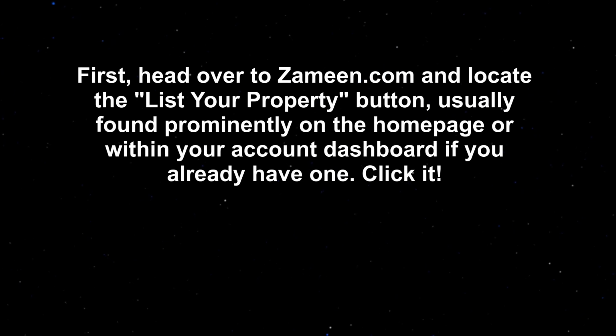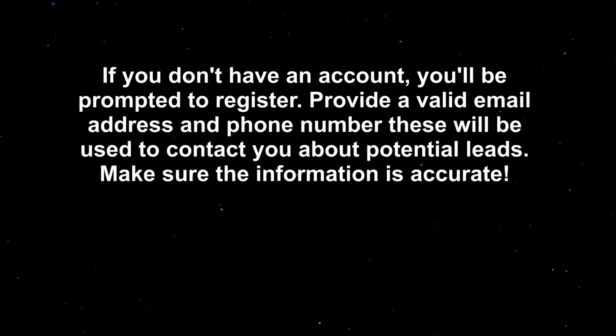First, head over to zameyen.com and locate the List Your Property button, usually found prominently on the homepage or within your account dashboard if you already have one. Click it. If you don't have an account, you'll be prompted to register. Provide a valid email address and phone number. These will be used to contact you about potential leads. Make sure the information is accurate.